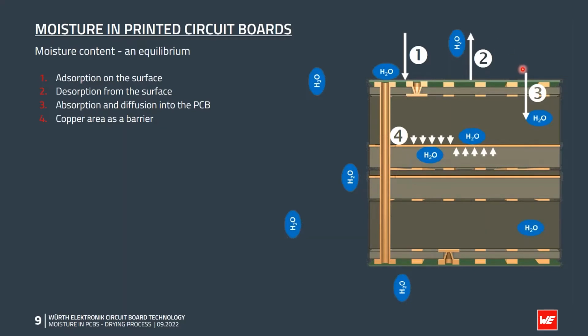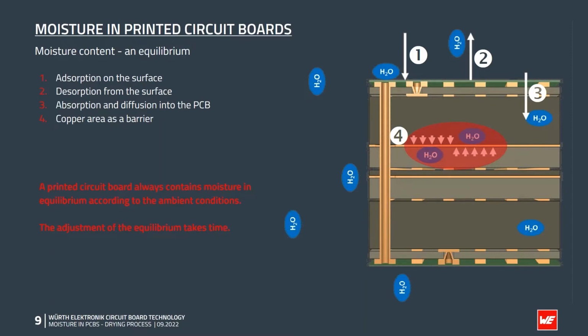Next, and third, there is absorption and diffusion into the PCB. Depending on the situation where we have more humidity outside or inside, there is absorption and diffusion into the PCB, or diffusion to the surface and desorption in a drying process, for example. What we also can see is that there is copper, and copper acts as a barrier for humidity. So this is important to see. There's no chance for the humidity to pass this closed copper layer. And that's important in the following discussion. So a printed circuit board always contains moisture in equilibrium according to the ambient conditions.